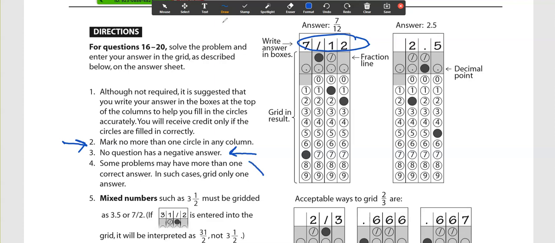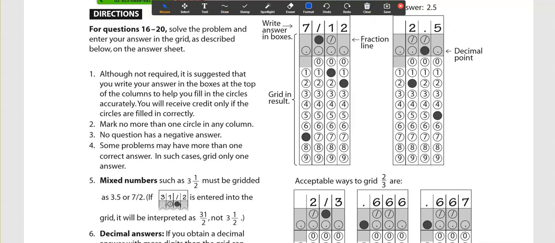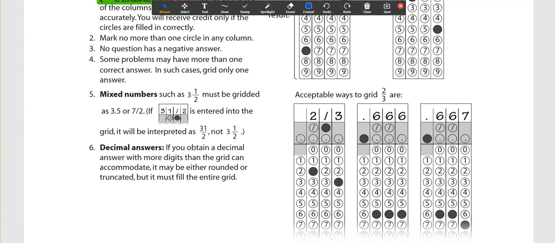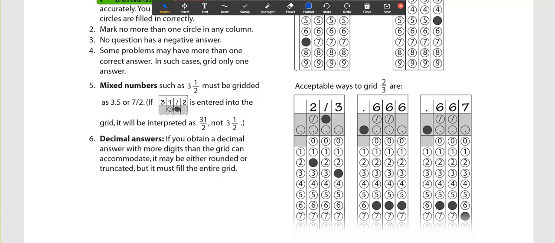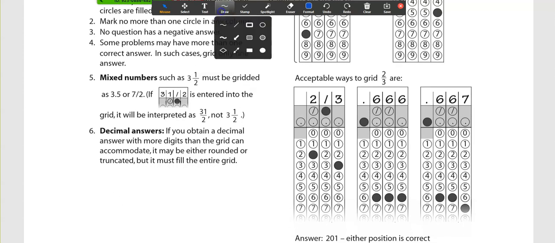Some problems have more than one correct answer. In that case, mark only one answer. The answer could be 4, 5, or 6. Now I know that you guys don't like that, because it's not an English class. We like to know that there's just one answer. But sometimes there is more than one answer, so we just have to pick one only. If I put 456, then I'll get it wrong because it thinks it's 456.